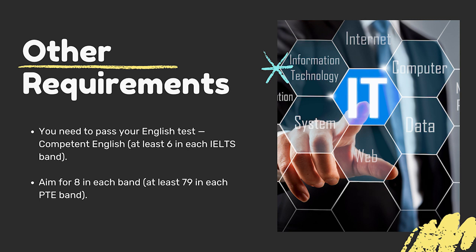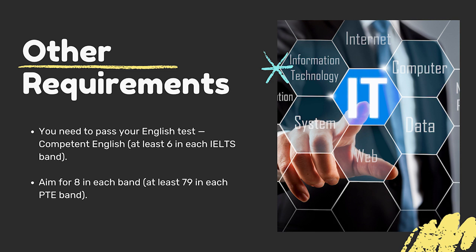So just remember, for most of these visas, you're going to need to pass an English test. For example, for the skilled visas, the 491, 189, 190, all of those, you need a minimum of competent English, which is 6 in each band for English. However, you may have seen my other videos that 6 in each band would be very hard to get an invitation for any of the skilled visas.